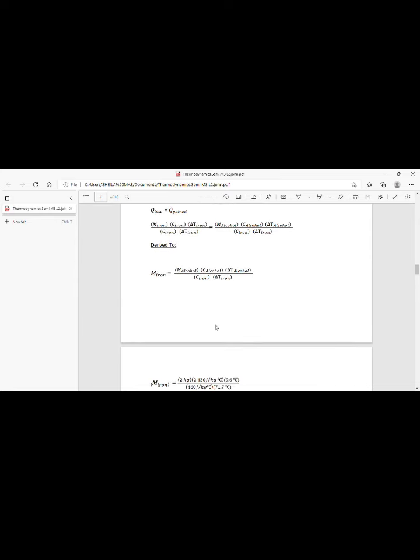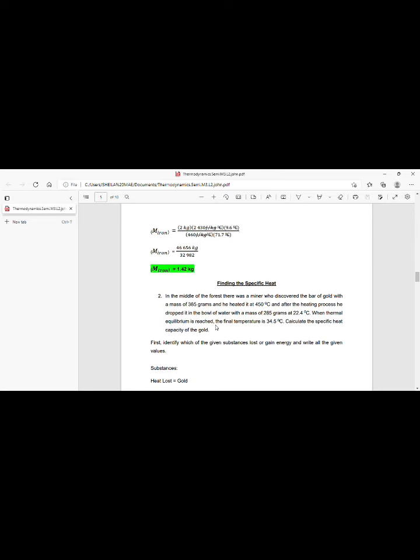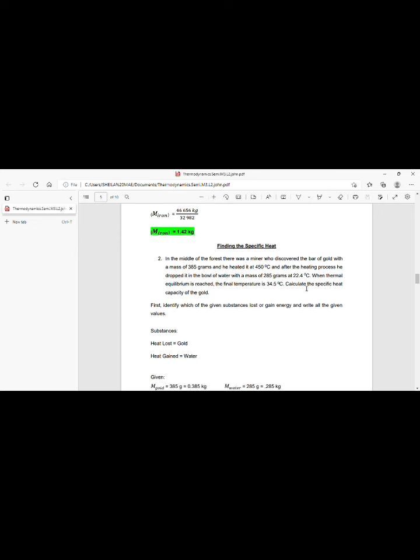Okay, we will now proceed to our problem number 2, which is finding the specific heat. In the middle of the forest, there was a miner who discovered a bar of gold with a mass of 385 grams, and he heated it at 450 degrees Celsius. After the heating process, he dropped it in a bowl of water with a mass of 285 grams at 22.4 degrees Celsius. When thermal equilibrium is reached, the final temperature is 34.5 degrees Celsius. Calculate the specific heat capacity of the gold.